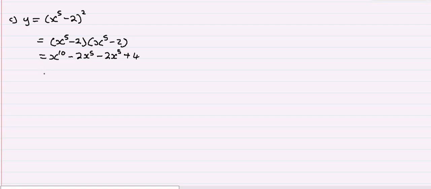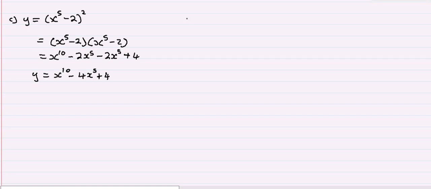Then when we add like terms, this is x¹⁰ − 4x⁵ + 4. This is our y. We haven't found the derivative. So meaning (x⁵ − 2)² is the same as x¹⁰ − 4x⁵ + 4.